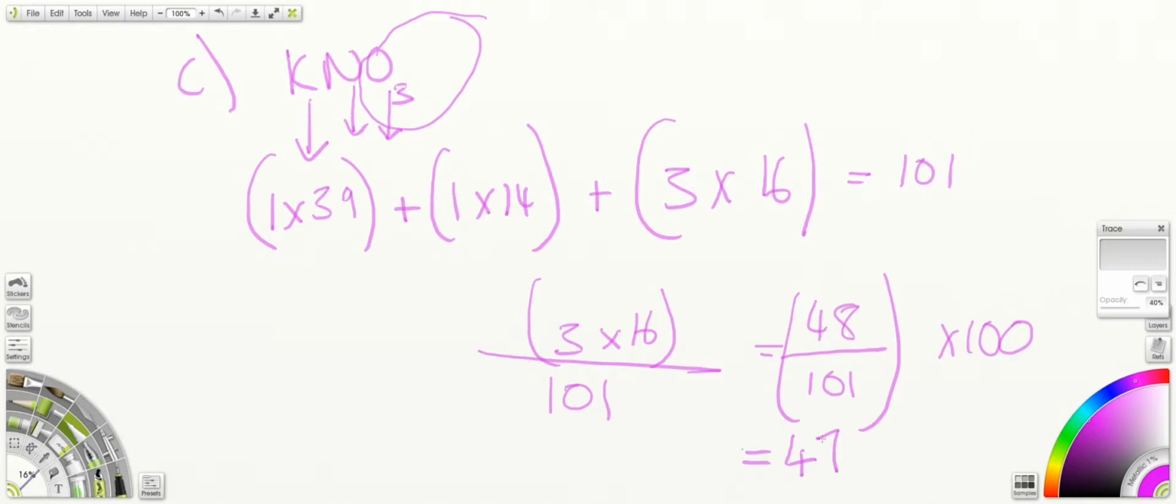That's really 47%. Is that okay, guys and girls? It's as simple as that. That'll do really. So you can do it for anything, guys.